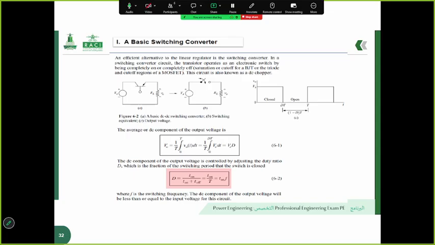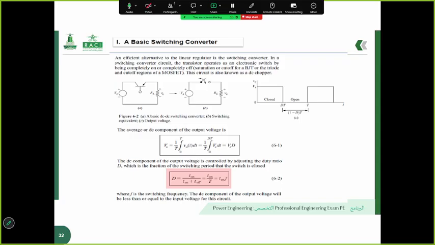The left-hand figure illustrates the circuit. In part A, we see the practical implementation of a DC-DC converter with a transistor and load, while in part B, that is simplified into an ideal switch representation to make the analysis clear. When the switch is closed, the input voltage is directly applied to the load. When it is open, the output voltage drops to zero.